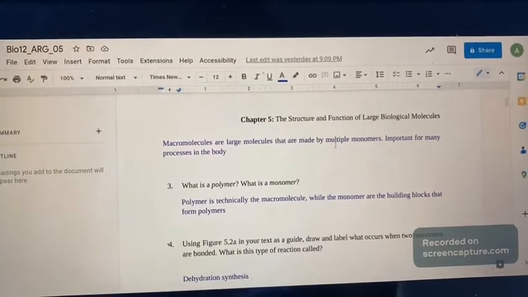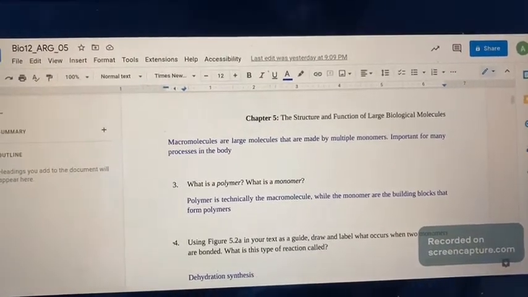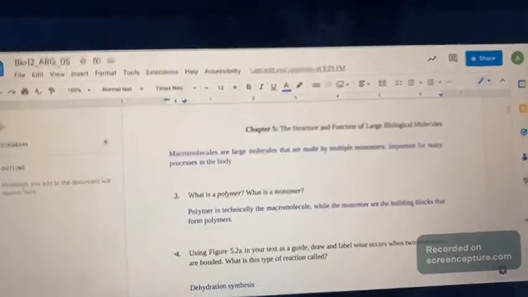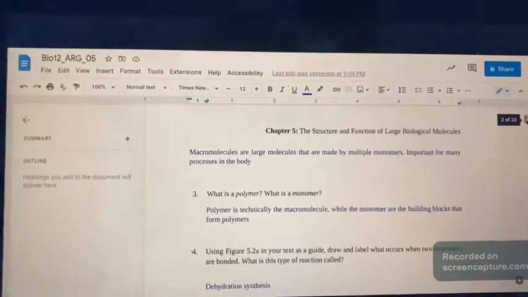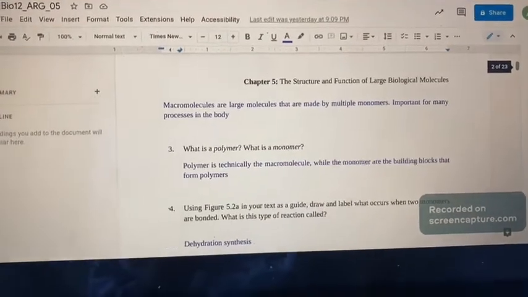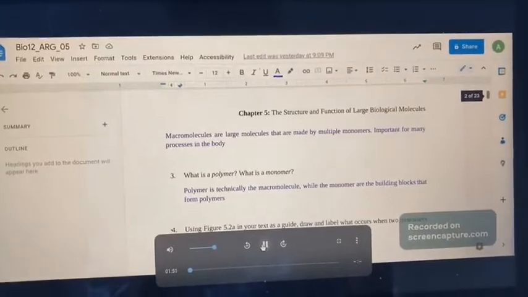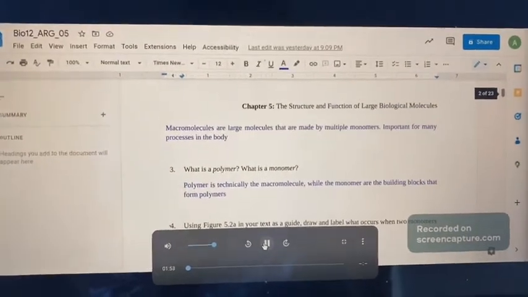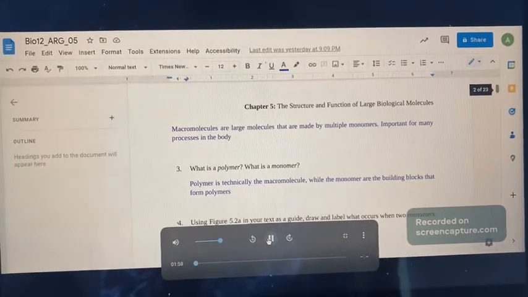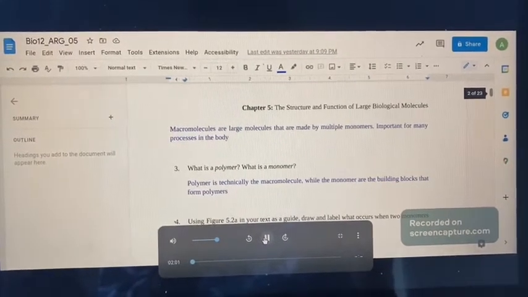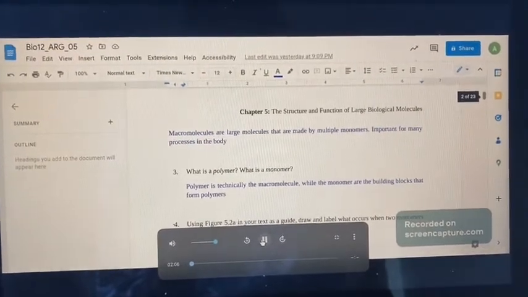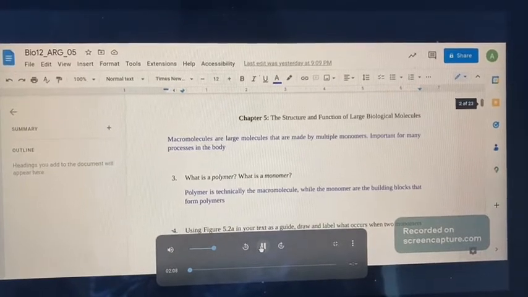Macromolecules are large molecules that are made up by multiple monomers. Monomers connect together to create polymers, and that ultimately creates a macromolecule. So what is a polymer? Polymer is technically the macromolecule, and the monomers are the building blocks that form polymers. In carbohydrates, we have monosaccharides, different sugars. Lactose is a disaccharide, which is 2 sugars coming together, glucose and galactose, and that's found in your milk. That's the milk sugar. And then sucrose, which is made up of glucose and fructose. They're disaccharides, but they're technically still a polymer if you think about it.